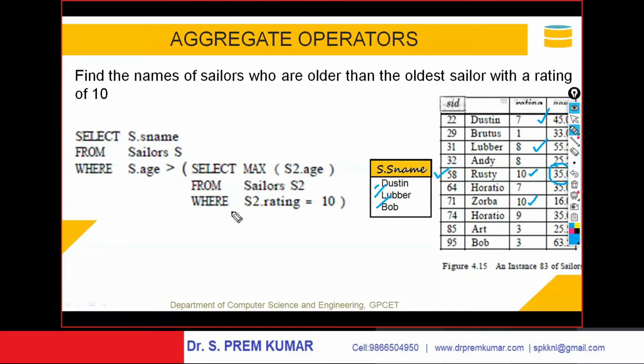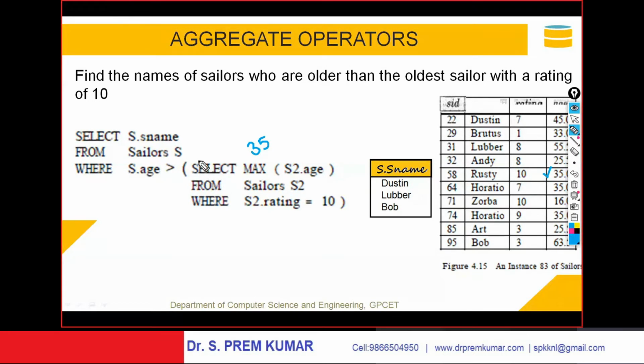How did we develop the query? Let us study the query first. Select max of age from sailors where rating equals 10. Whose rating is 10? I am selecting the maximum of that age. The rating 10 is with Rusty and Jorba, and out of these two, the maximum age is 35. So the output of this select statement is 35.